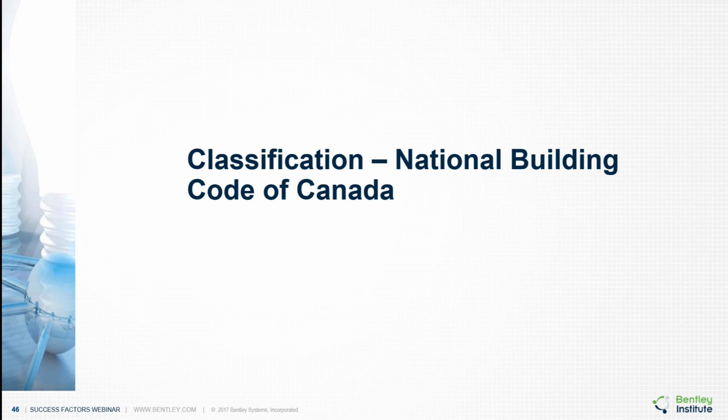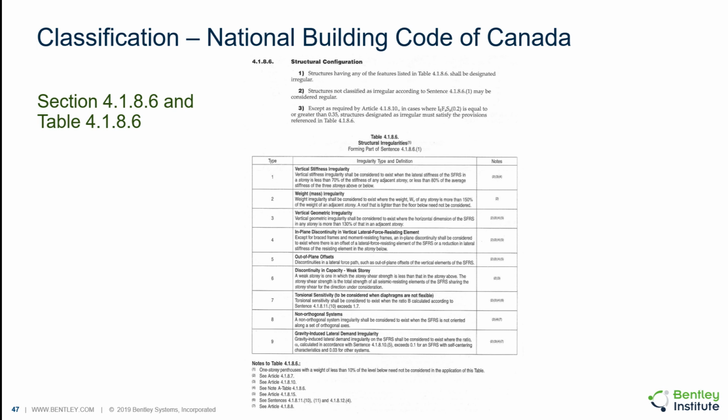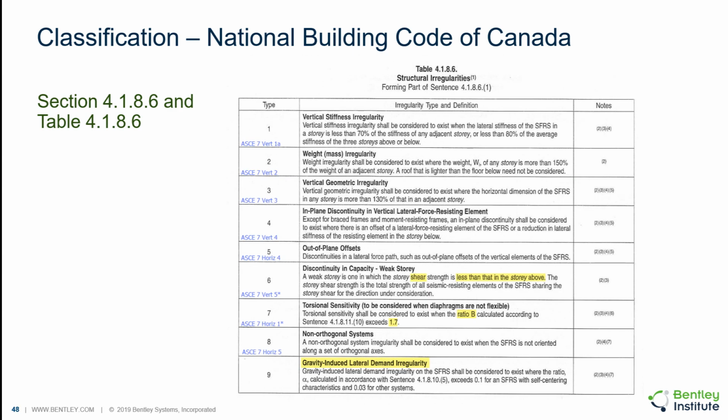We will start with the National Building Code of Canada. The requirements can be found in section 4.1.8.6, especially table 4.1.8.6. The corresponding ASCE 7 classification is indicated here with differences where they occur highlighted.